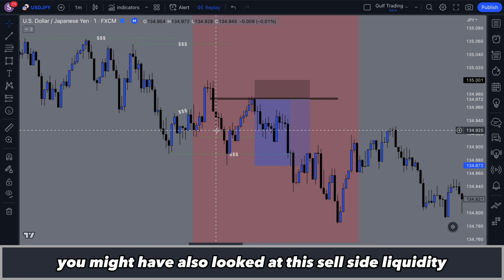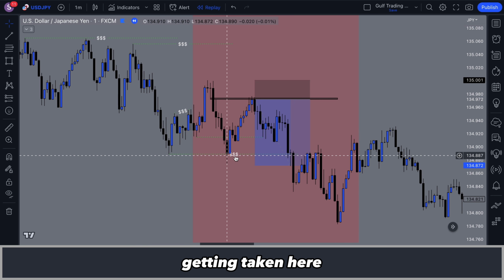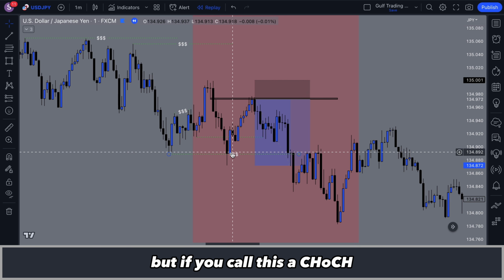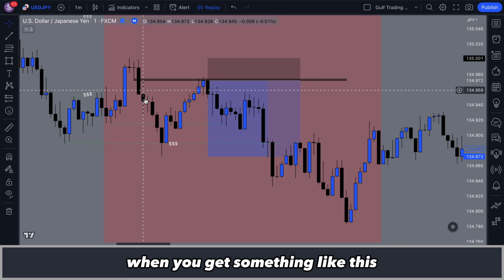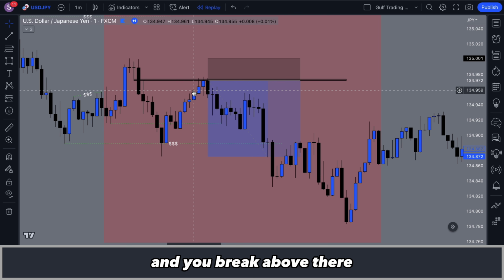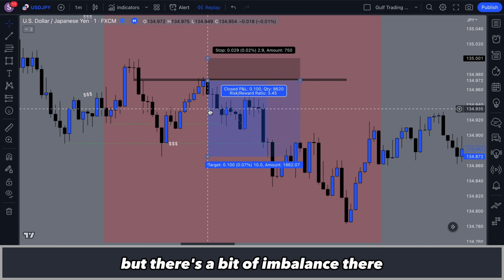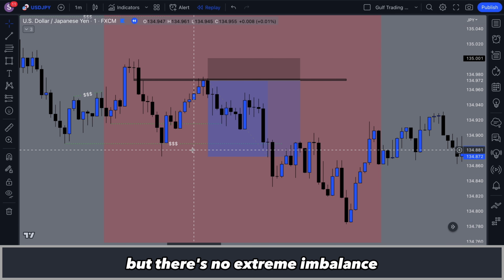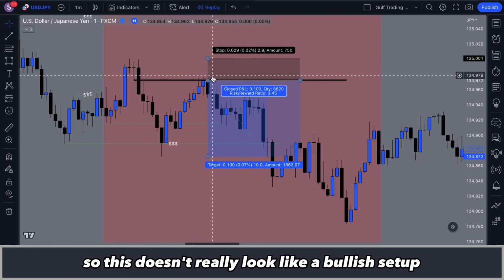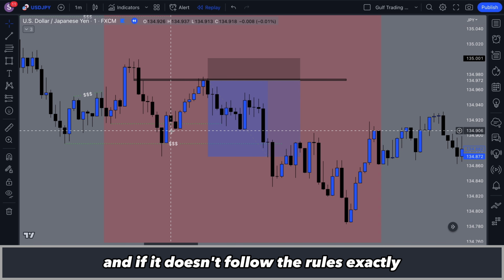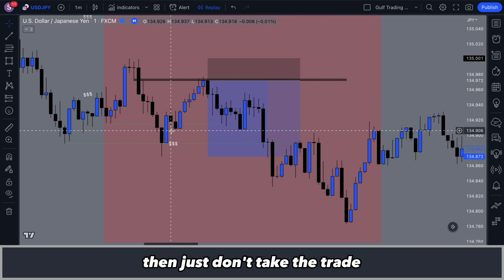You might have also looked at this sell side liquidity getting taken here, and then it's not really a change of character unless we break above there. But if you call this a change of character, when you get something like this, and then you break above there, you might have looked to get in on any imbalance. But there's a bit of imbalance there, but there's no extreme imbalance. So this doesn't really look like a bullish setup that you would have taken, because it doesn't really follow the rules. And if it doesn't follow the rules exactly, then just don't take the trade. And if it ends up playing out, then you can learn from it.